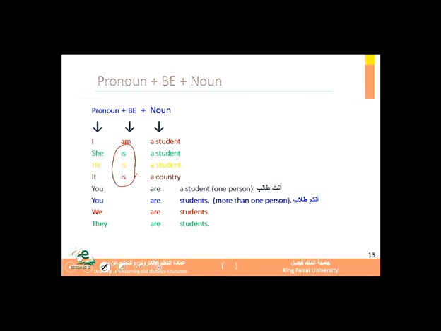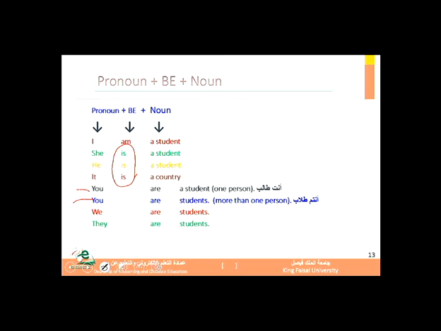But look, now we are dealing with the pronouns, not nouns. So she is a student, he is a student, it is a country. Again, if you look at the pronoun you, which is sometimes used for singular and sometimes for plural, depending on the number of people you are talking to, you are a student. So we are talking to one person.